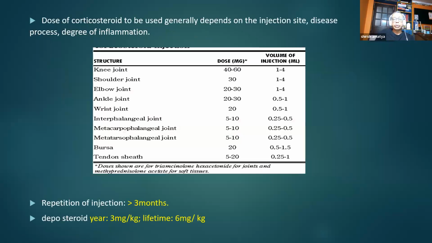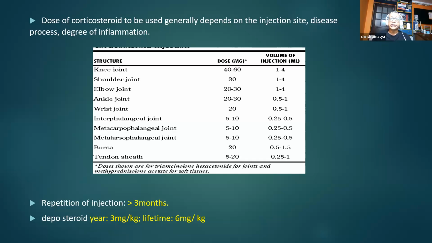So in this slide, basically, I'm showing you how much volume as well as how much dose of various steroids can be used depending on the various joints and bursa. The dose of corticosteroid that can be used generally depends upon the injection site, disease process, as well as degree of inflammation. Here, as you can see in the chart, normally in the knee joint we usually use 40 to 60 milligram of methylprednisolone or triamcinolone, and the volume of injection is about 1 to 4 ml.